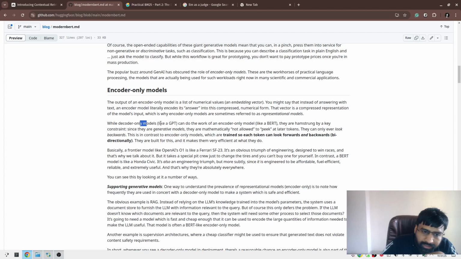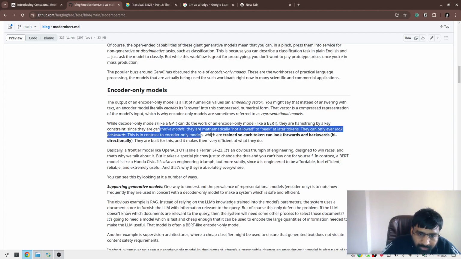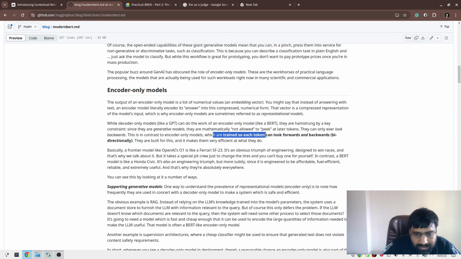While the decoder-only models can do the work of an encoder-only model, they are hamstrung by a key constraint. They are generative models. They are mathematically not allowed to peek at the later tokens. So this is very important. They can only ever look backwards. They can't look forward because they are trained to generate the next word. Okay? This is a constraint, compared to encoder-only models, which are trained so each token can look forward and backward bidirectionally, and they are built for this, and it makes them very efficient at what they do.